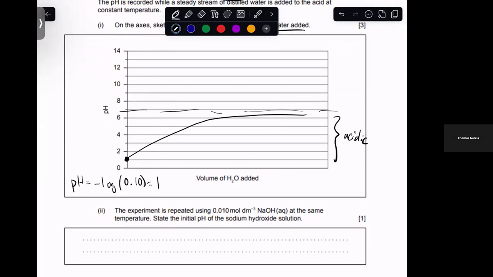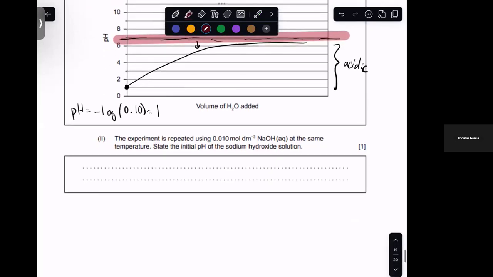So when you're doing this, please make sure to be careful. You are still going to keep it acidic, so it should still be below 7. 7 is your hard line for neutral, but we are starting with an acid. So once again, we're keeping it below 7. All right, moving to number 2.